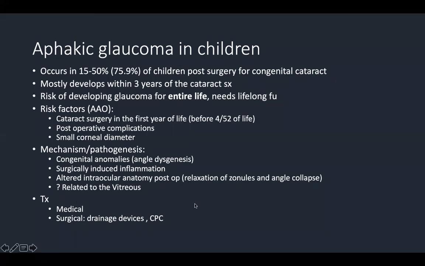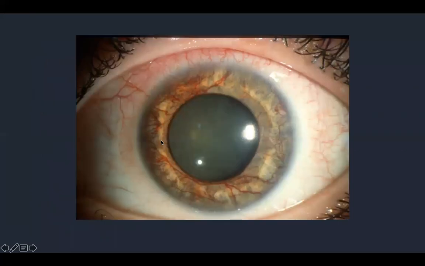It's just a summary slide for you if you would like to take it. Risk factors include cataract in the first year of life, as mentioned by the American Academy. Some say that the earlier the cataract surgery, the higher the risk of glaucoma, especially if it was done before 4 weeks of age. The more complicated the case, the more risk of glaucoma, and if the corneal diameter is small. This case, I think, is known to everyone, so we just need to review it quickly.